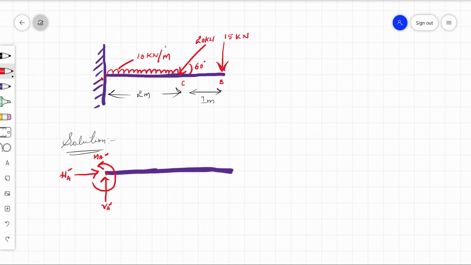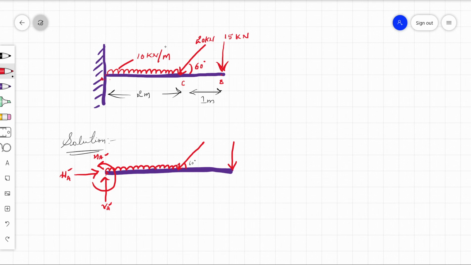And later on we have a load, that is the UDL till 2 meter, and from 0 to 2 meter we have one concentrated load which is tilted. The angle of that concentrated load is 60 degrees, and one more is a point load at the end.